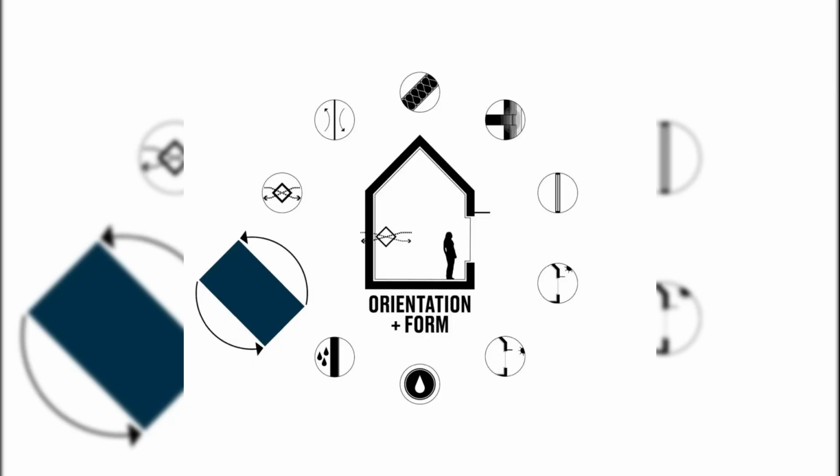Form. Simpler forms, rectangular or compact, have less surface area per volume, reducing heat loss and minimizing thermal bridges. Complex shapes with multiple corners, projections, and zigzags require extra insulation and detailing to counteract losses. A simple form also makes it easier to design and execute a continuous airtight barrier. Fewer junctions mean fewer opportunities for leaks, improving airtightness and durability.